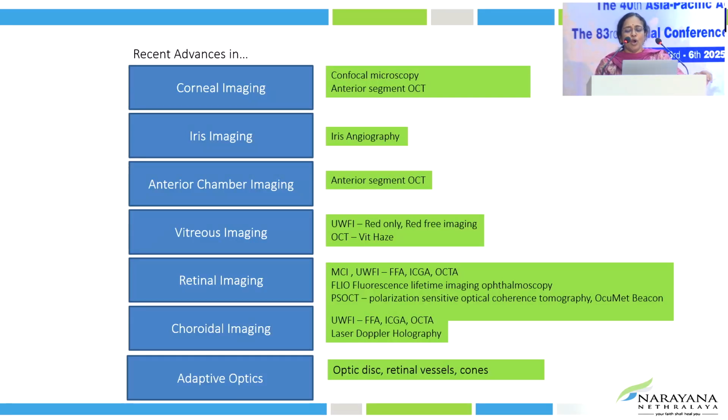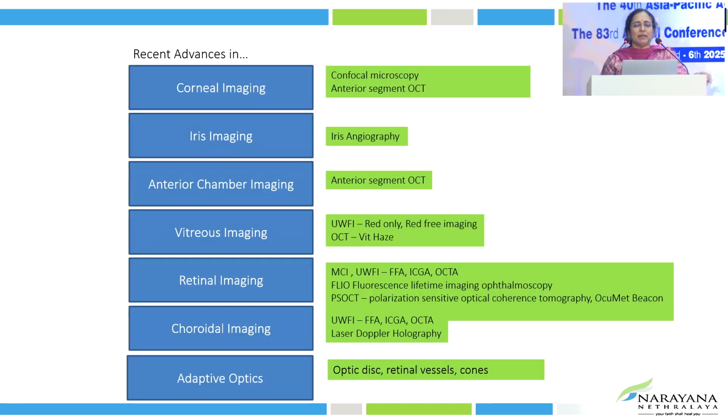Next is the Oculometrix Biocon, which measures the mitochondrial activity present in the retina. It measures the flavoprotein fluorescence. Next comes choroidal imaging, where we have ultrawide field imaging, which can be done with ICGA and OCTA. Laser Doppler holography is upcoming to study the choroidal vasculature changes in retinal and uveitic conditions.